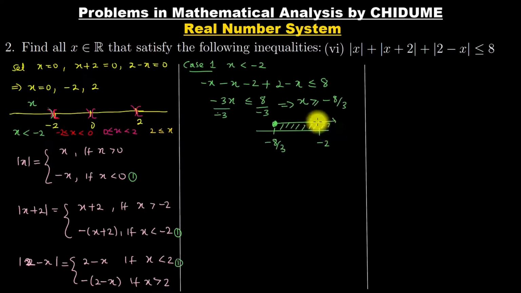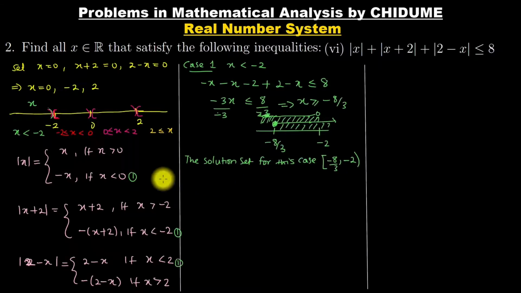So where do these two graphs intersect? The two graphs intersect at, so we can now write that the solution set for this case is closed at this end, which is negative 8 over 3, and it's open at this end, which is negative 2. So we can open it at this end like that.